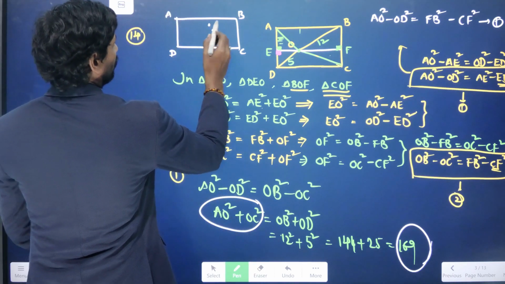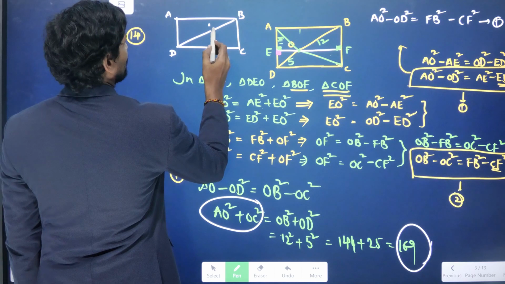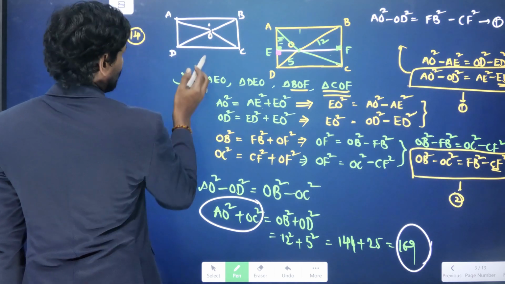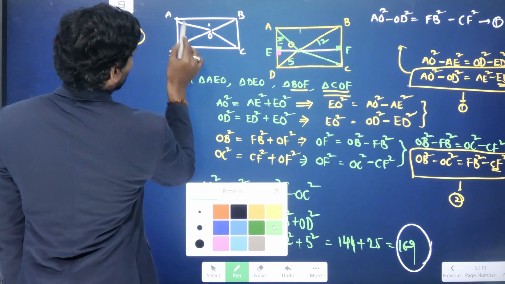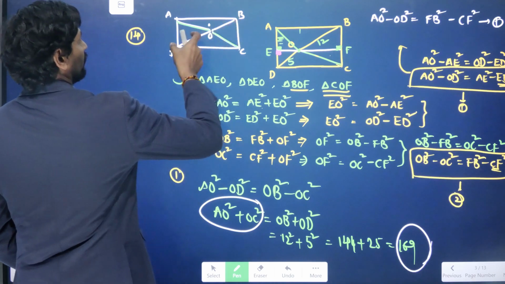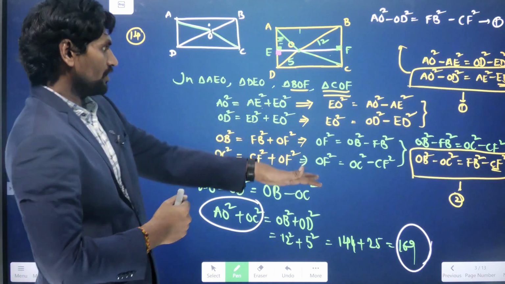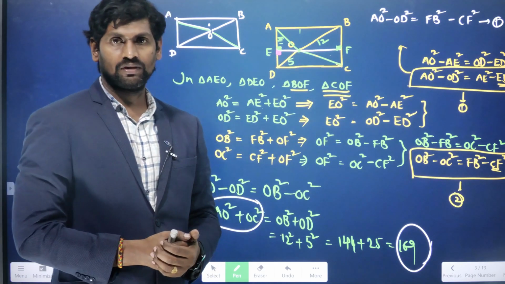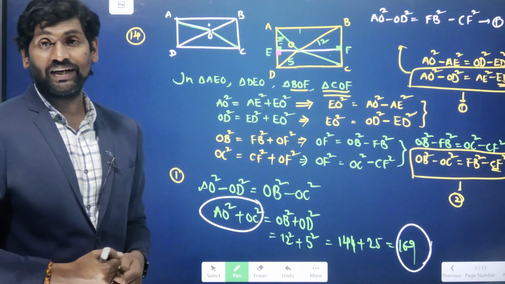Here you should remember a note point: in a rectangle ABCD, if you take any interior point O, then the sum of the squares of the distances, OA square plus OC square, equals OB square plus OD square. We already proved how it came, by drawing a parallel in between. Let us move on to the next problem.